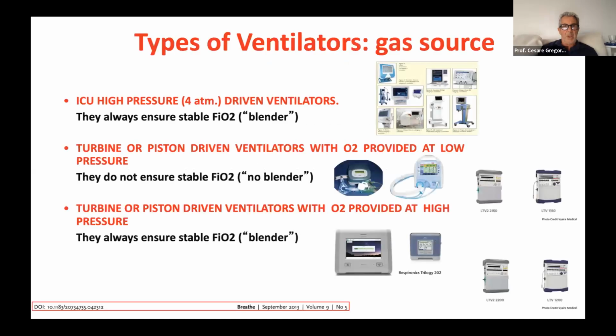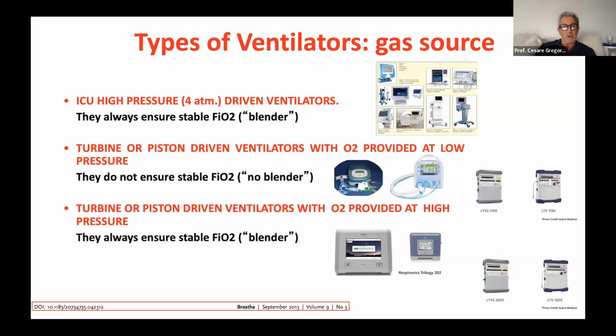According to the gas source, we can divide the ventilators into 3 kinds of machine. The first one is the ICU high pressure driven ventilator, the ventilator that we usually find in a critical care area. Then we have a turbine or piston driven ventilator, and this family can be divided into 2 families. The ventilators fitted with oxygen provided at low pressure, and this is the case of a home care ventilator. There is no blender.